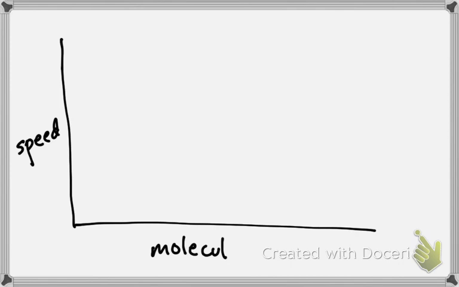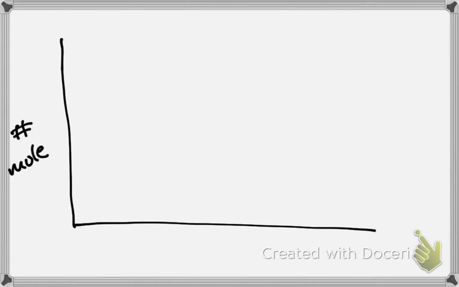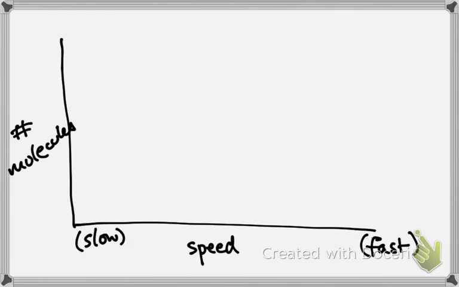Sorry, my kid was just distracting me, and I realized that I messed up my axes. All right, so we're going to do number of molecules. This is a mess. And then down here, we're going to do speed. This is fast over here, and this is slow over here, okay?